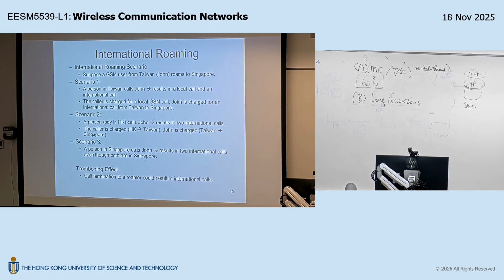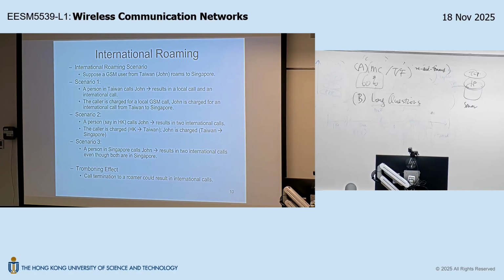Now a person in Taiwan calls John's number, which is a Taiwan number. So to this caller, it doesn't seem like an international call, because I'm just calling a regular Taiwan mobile phone number. And this will result in a local call and an international call, because physically John is in Singapore, right?